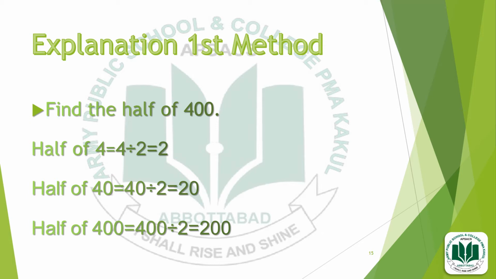Next, half of 400, and we divide 400 by 2. Then it becomes 200. It means that 200 is the half of 400.